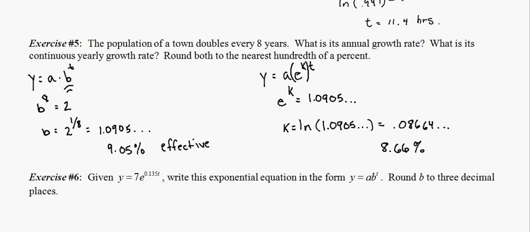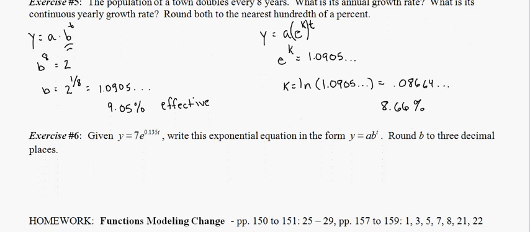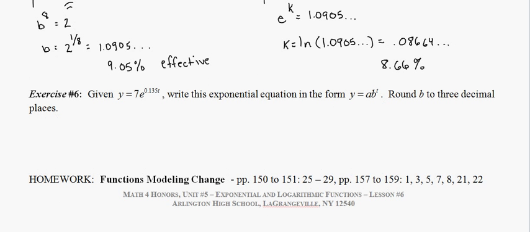Alright, let's do one final problem that's actually pretty easy. I just want to make sure you have a little bit of skill in this. Most of the time we translate from the standard a times b to the t form into the less standard, although probably more commonly used in the real world, a times e to the kt. But sometimes we want to go the other direction, and it's actually really quite easy. In exercise 6 it says, given y equals 7 times e to the 0.135t, we want to write it in the more standard y equals a times b to the t form.